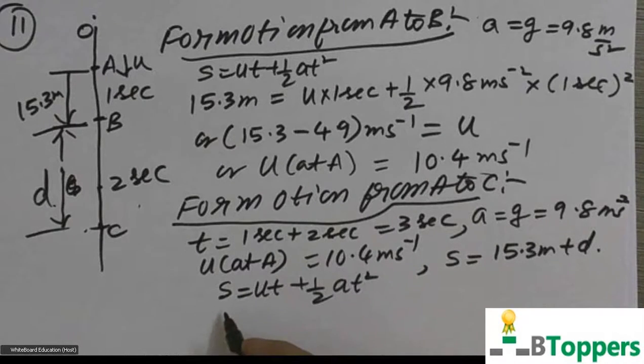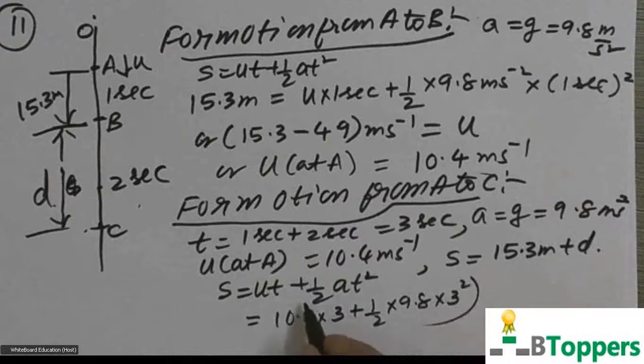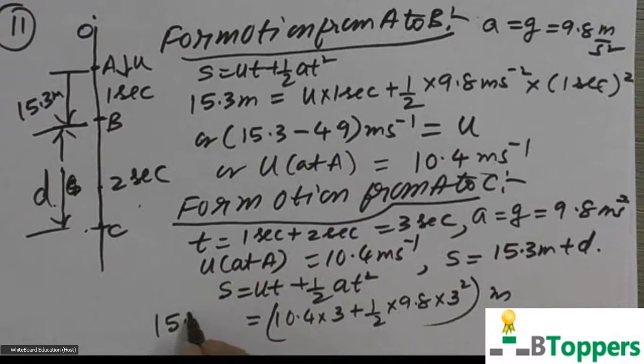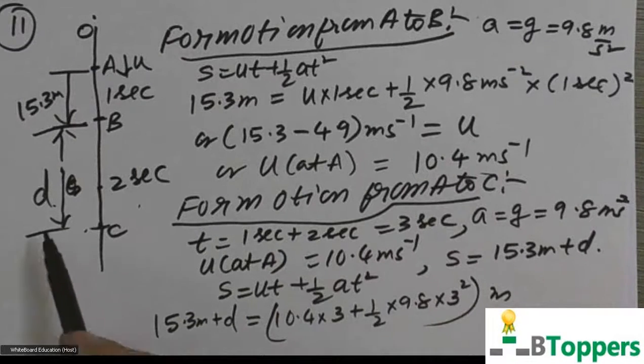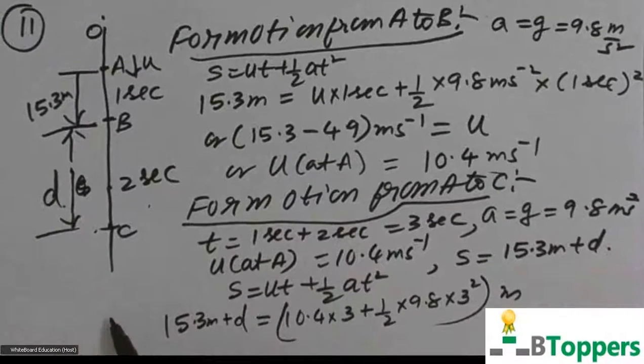Now for motion from A to C, you can substitute U equal to 10.4 meter per second, T equal to 3 seconds, A equal to 9.8 meter per second square, and S equal to, on the left hand side, 15.3 meter plus D. This you can try to simplify yourself. You are asked to find the distance D, which is covered in the next 2 seconds from B to C.